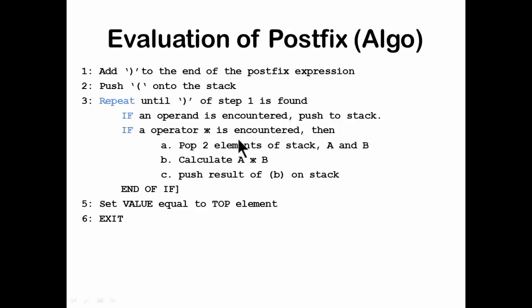So the algorithm goes like this: add a right parenthesis towards the end of the postfix expression. We initialize our stack with the left parenthesis and we read all the characters of the postfix expression using a loop. If it was an operand, we were directly pushing it into the stack. If it was an operator, we were popping the 2 elements of the stack. We were performing the operation on those 2 values and we were pushing the result back to the stack. And we had a variable where we are storing the top element as well, so that it could be printed as a result.